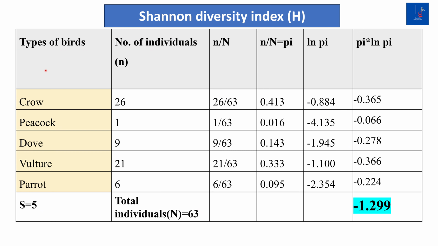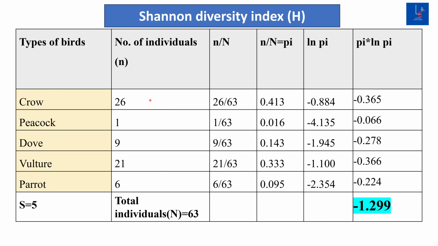I have put all the data in a table format. Crow 26, peacock 1, dove 9, vulture 21, parrot 6. These are the types of birds. So how many species of birds? 1, 2, 3, 4, 5. So our S, meaning species, is 5. It is also called species richness.